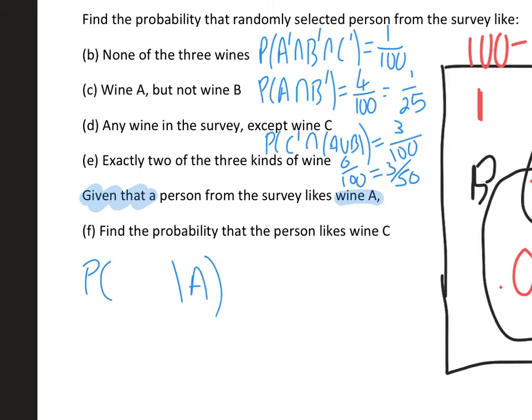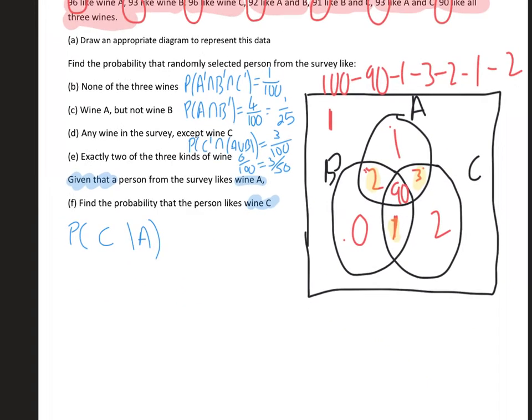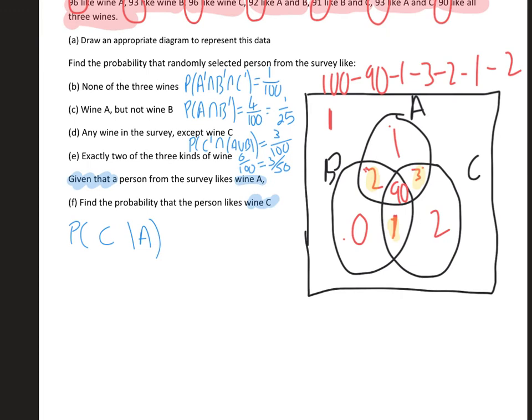Find the probability that the person likes wine C. So that means I'm finding the probability that they like C, given that they already like A. So if I go on my diagram, I'm only looking at the A circle. I'll do that one in green, because I've already used yellow. So they like A, so they're these 96 people here.